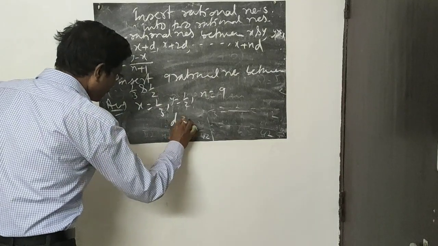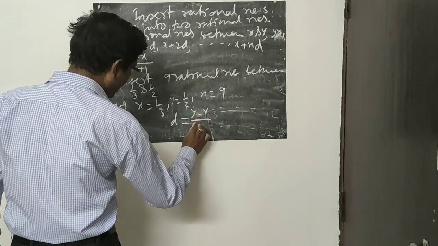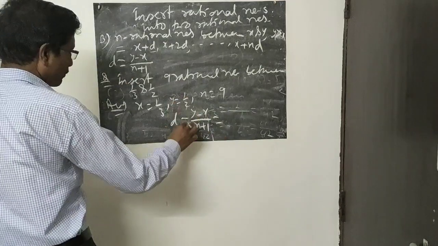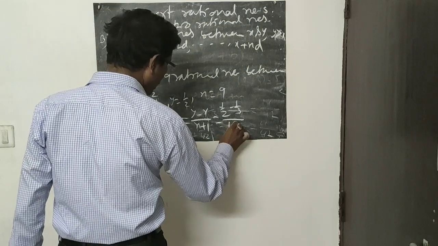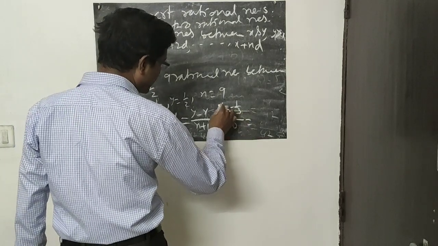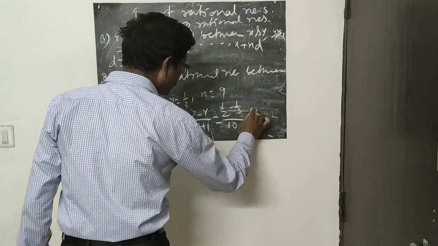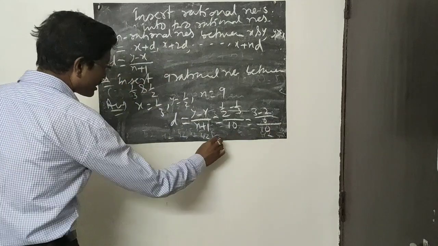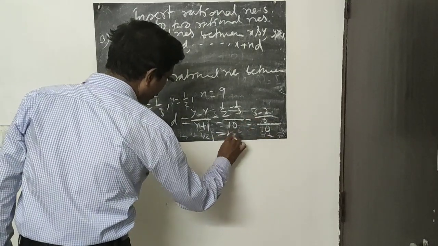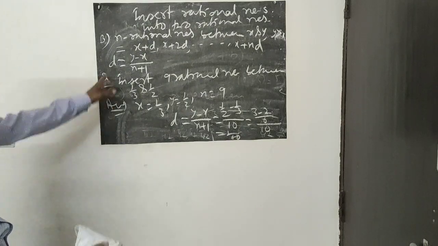So here if you want to calculate d, that is y minus x by n plus 1. So it will be 1 by 2 minus 1 by 3, divided by 9 plus 1, 10. So you can get 6 as LCM, 3 minus 2 by 6 divided by 10. So ultimately it will be 1 by 6 by 10, or 1 by 60. So d is coming 1 by 60.